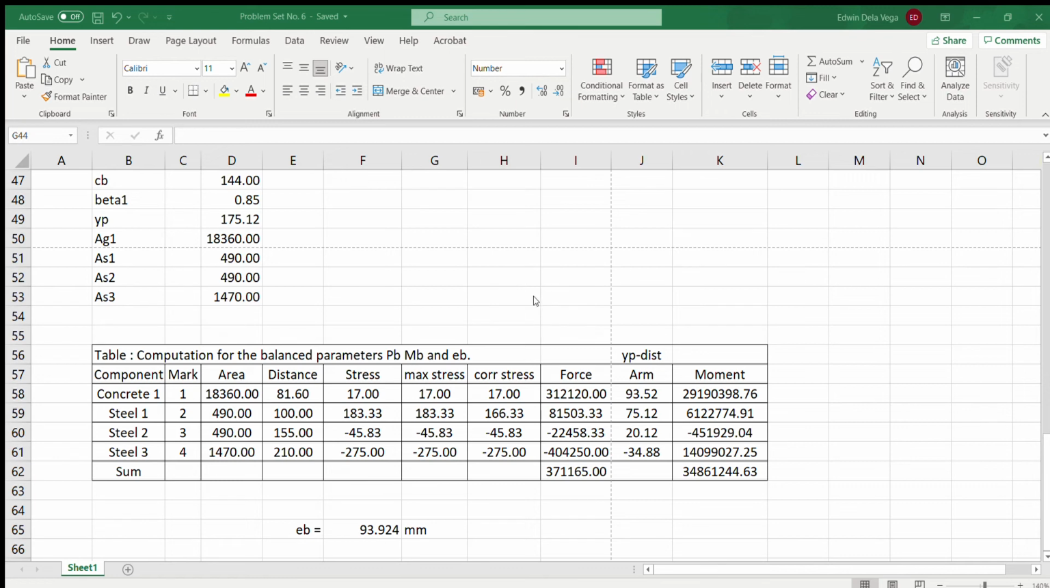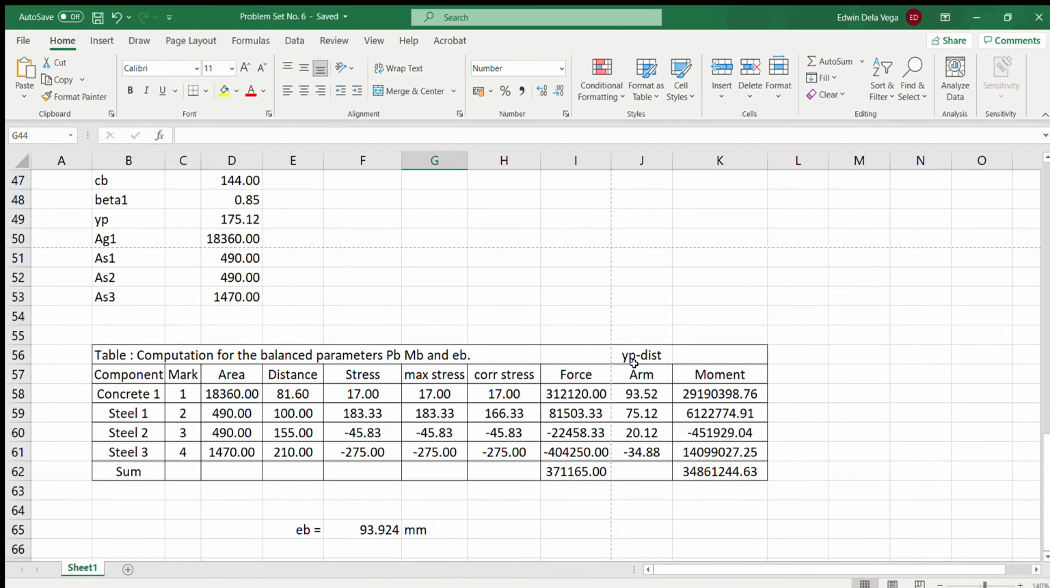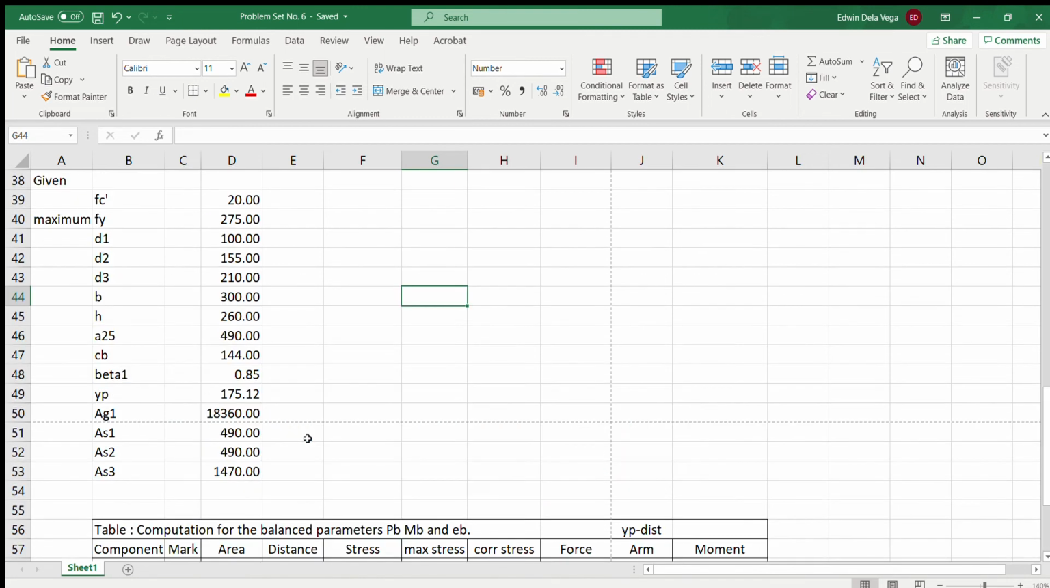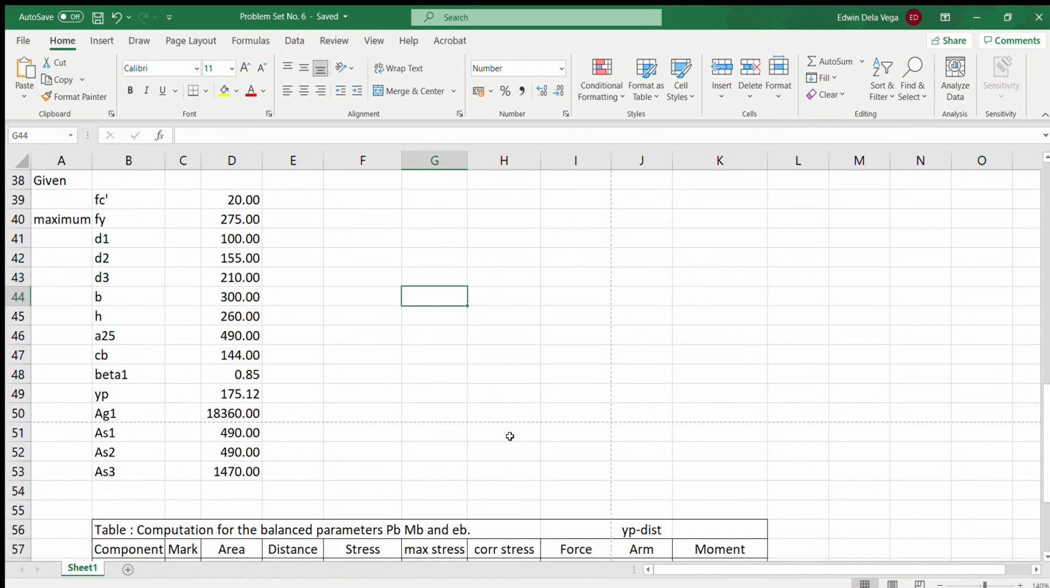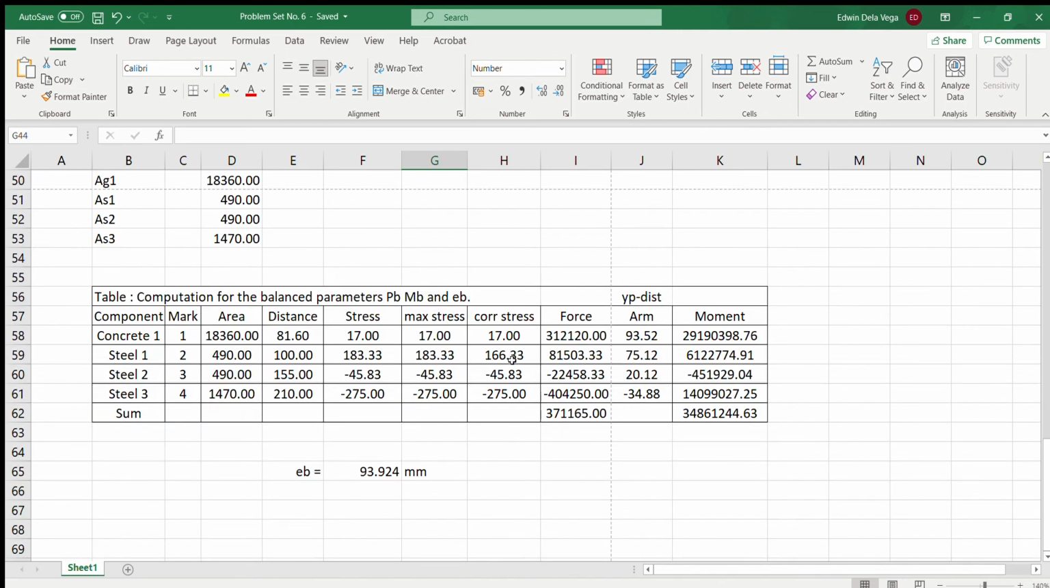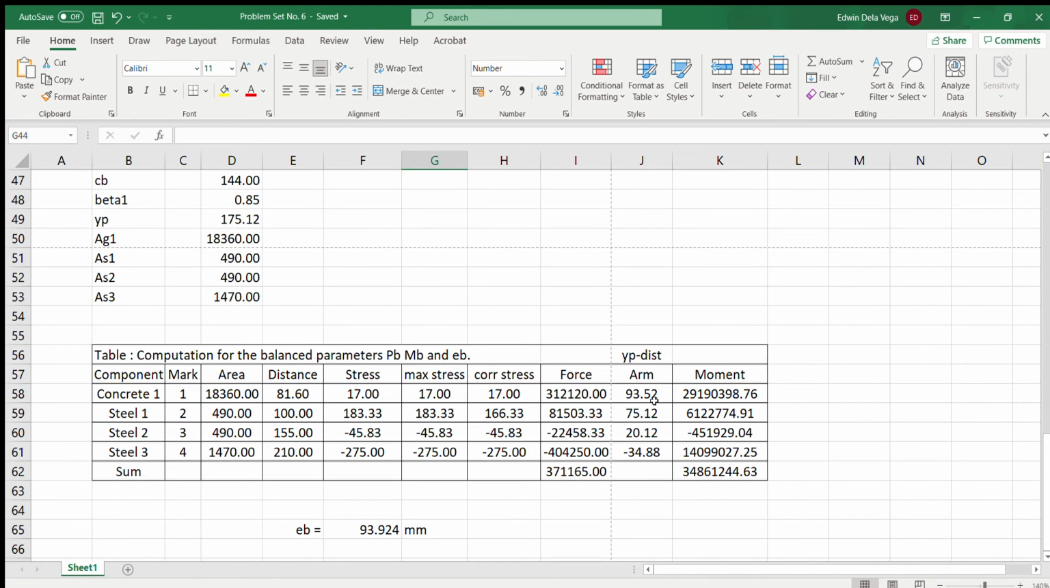Okay, so how about the moment? Okay, so the table was cut. I'll show you now the Excel. You have a moment arm here, which is equivalent to YP minus the distances here. What is YP? YP was computed 84.877. So you simply get 84 minus the distance 81.